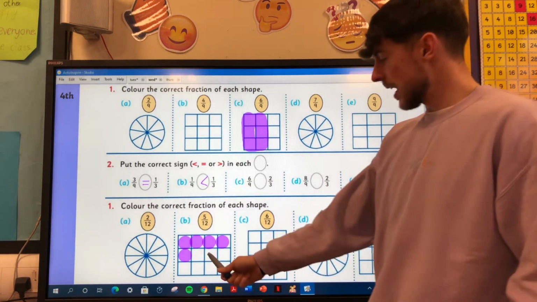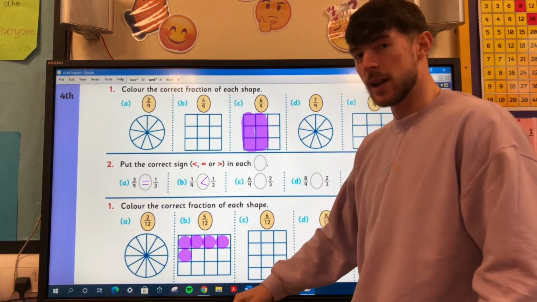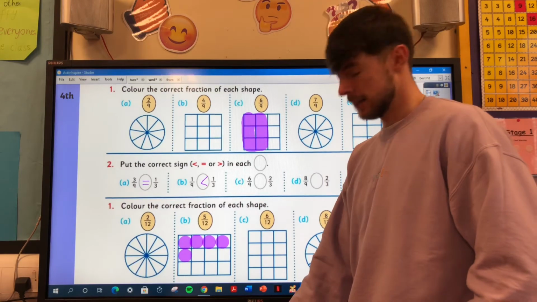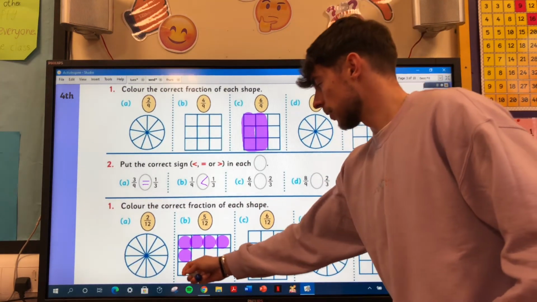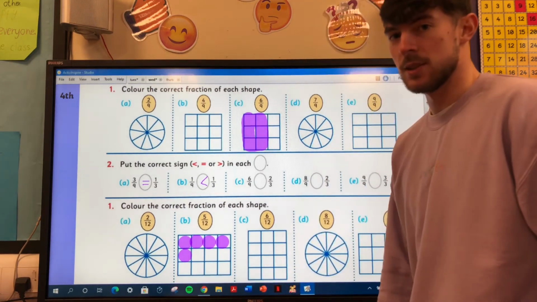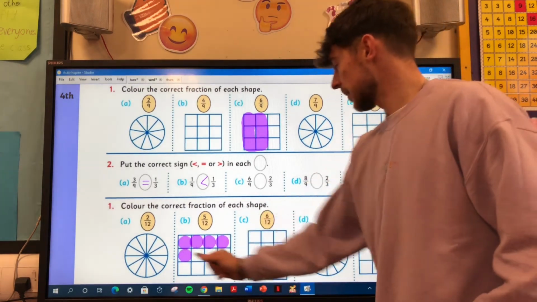So how many are left uncoloured then? What fraction are left uncoloured? 7 out of 12. Okay? So 1, 2, 3, 4, 5, 6, 7 out of 12 not coloured in. Right? So exact same stuff with the rest here.